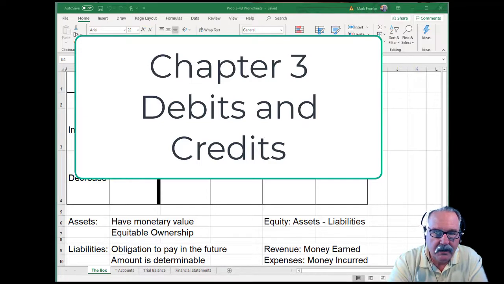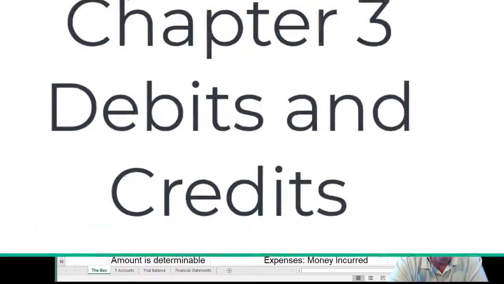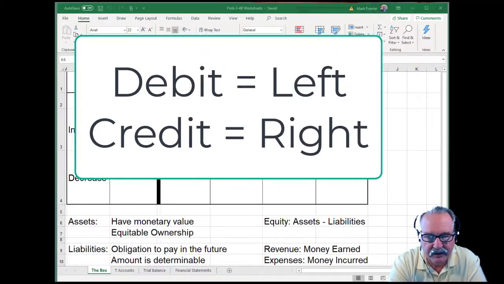The first thing you need to do is dispel any thoughts that you have about these two words, debit and credit, as meaning good or bad or up or down or whatever. Because to an accountant, debit means on the left and credit means on the right. And that's what they mean.